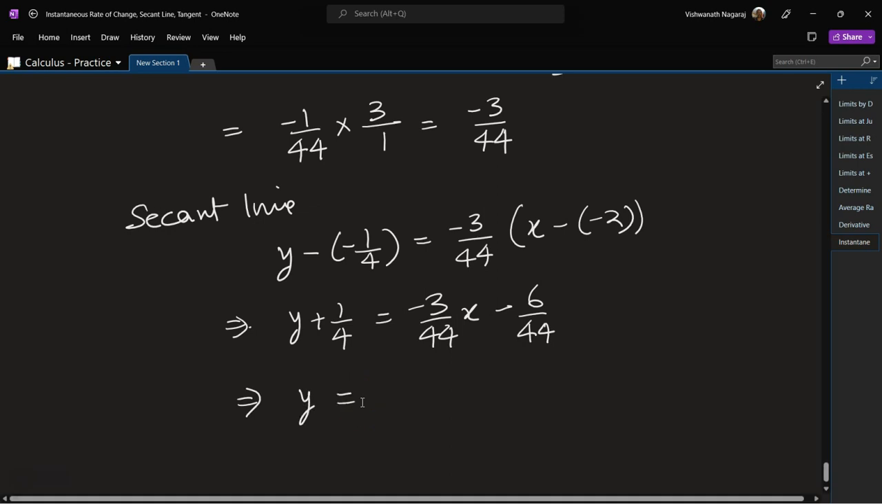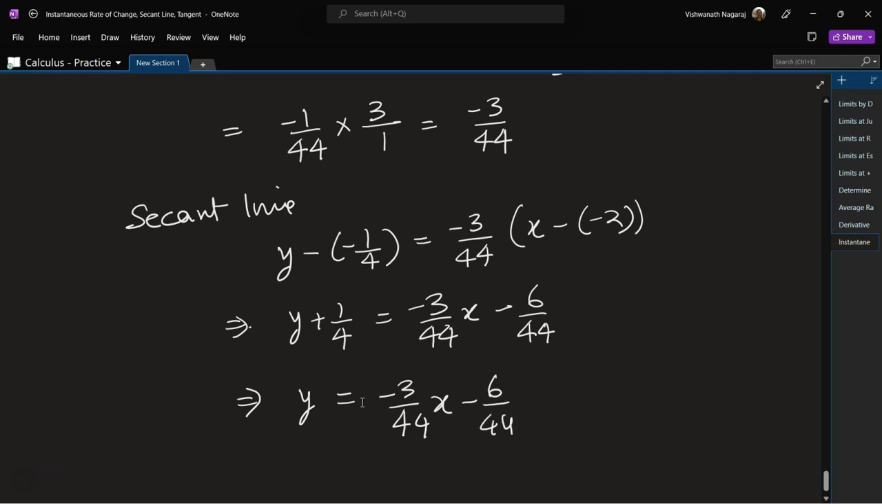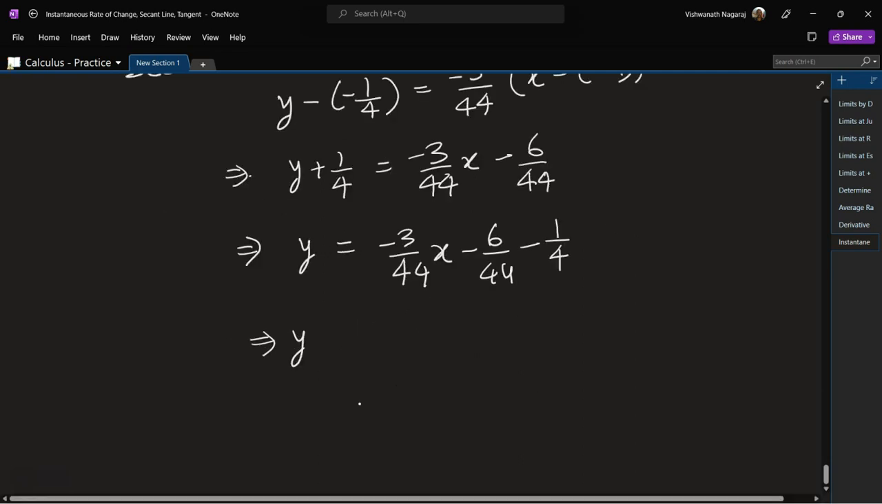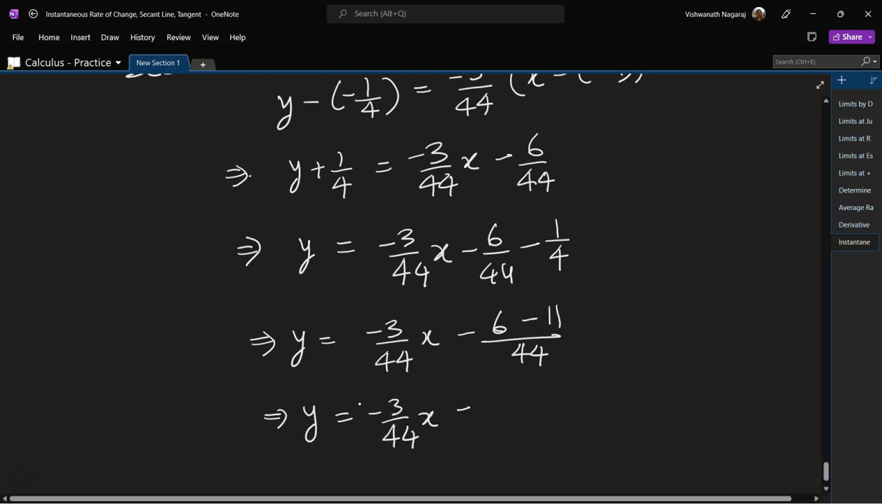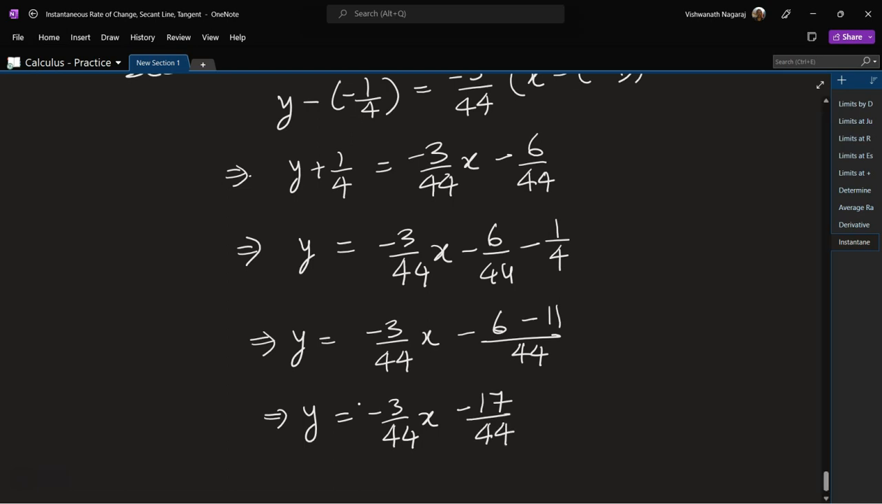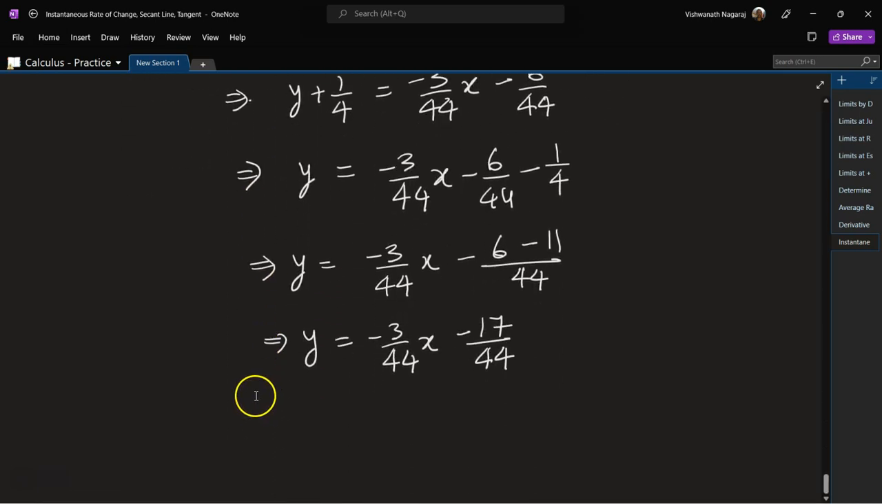So y is equal to minus 3 by 44 x minus 6 by 44 minus 1 by 4, which implies y is equal to minus 3 by 44 x minus (6 minus 4 elevens) by 44. So 11 by 44, which gives us y is equal to minus 3 by 44 x minus 17 by 44. So that is the secant line connecting those 2 points.